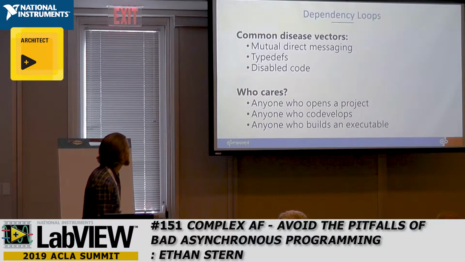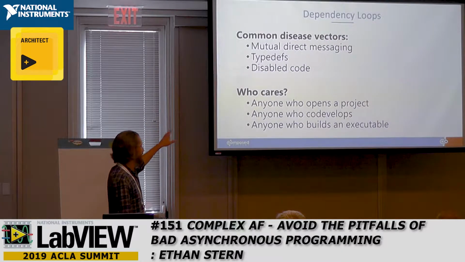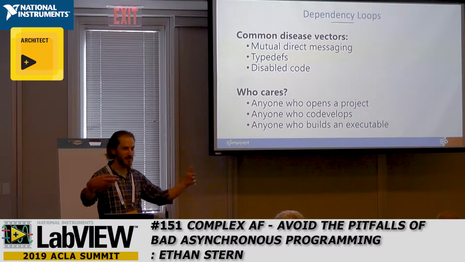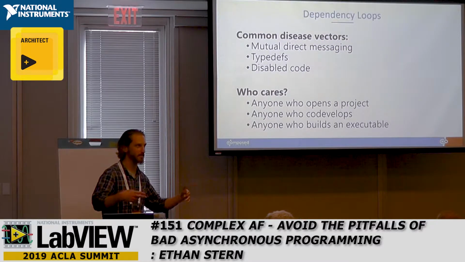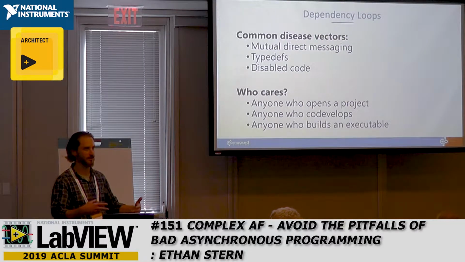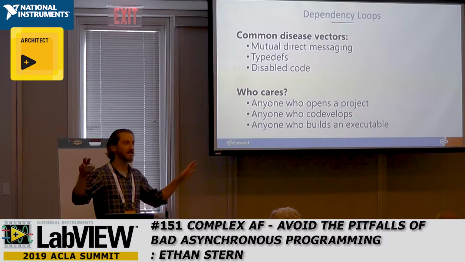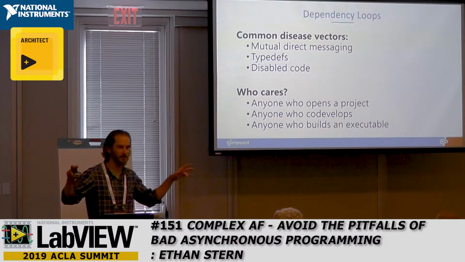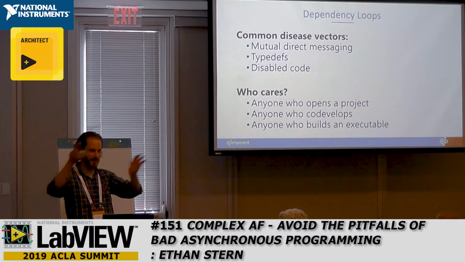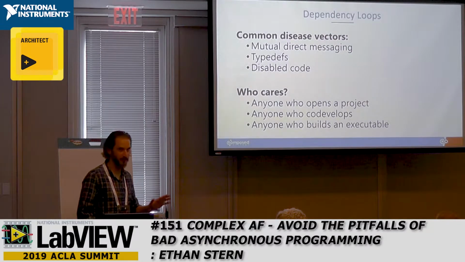Why don't we like dependency loops? Or let's first talk about how we get these. Mutual direct messaging. Two actors are sending each other messages that belong to each other, right? Those actors are couples. It doesn't matter if they're in separate libraries. In fact, it's worse if they're in separate libraries, because now I have two libraries that the compiler is trying to decide when to stop compiling, I think. I think that's what's happening.